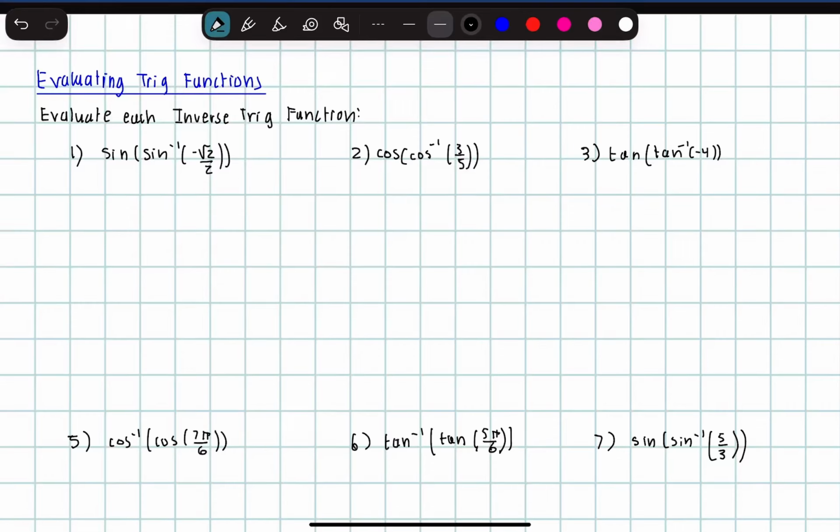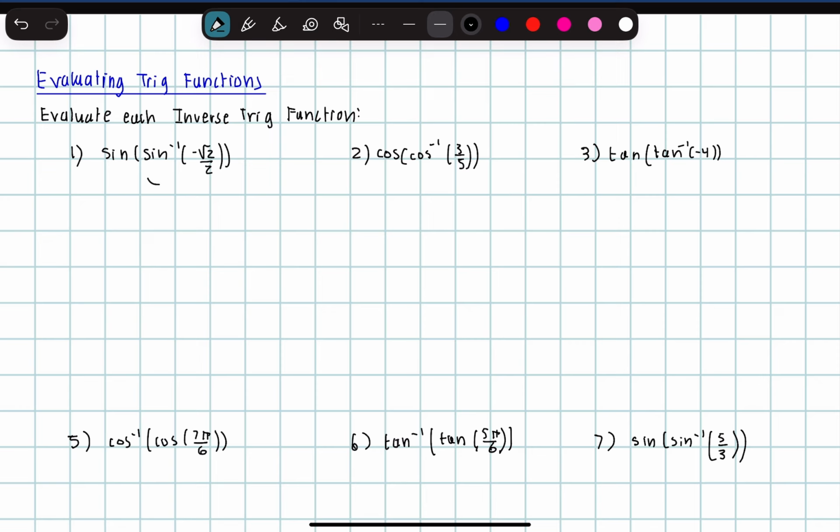In this video, I'll be showing you how to evaluate trig functions, specifically inverse trig functions that are composed in a normal trig function and a trig function that's composed in an inverse trig function. We'll also talk about how to write a trig expression as a purely algebraic expression. So we'll start off with number one.